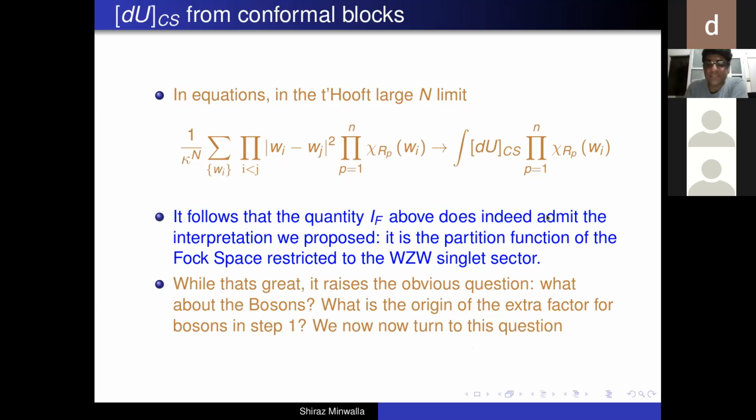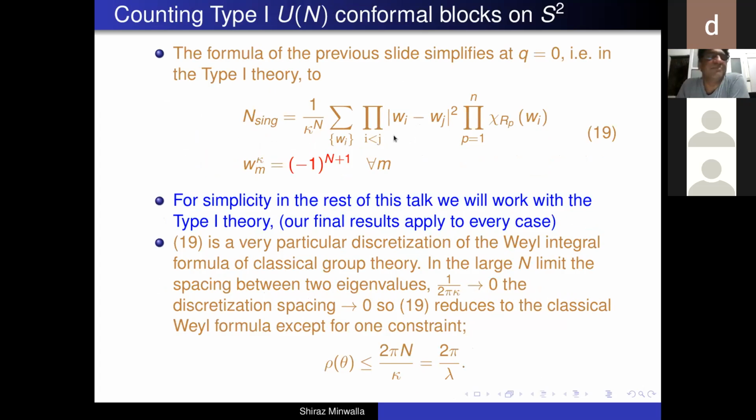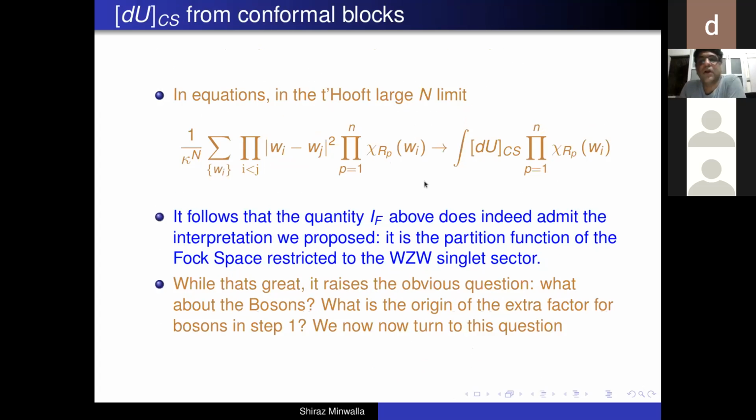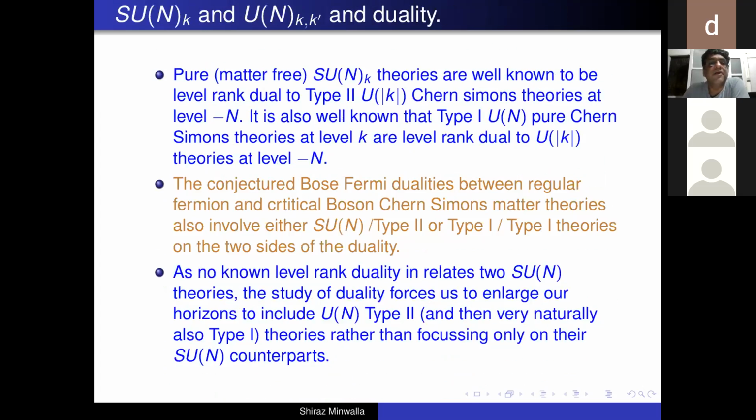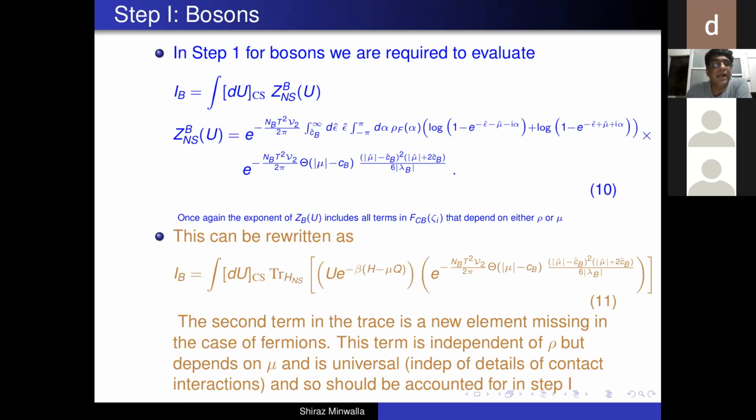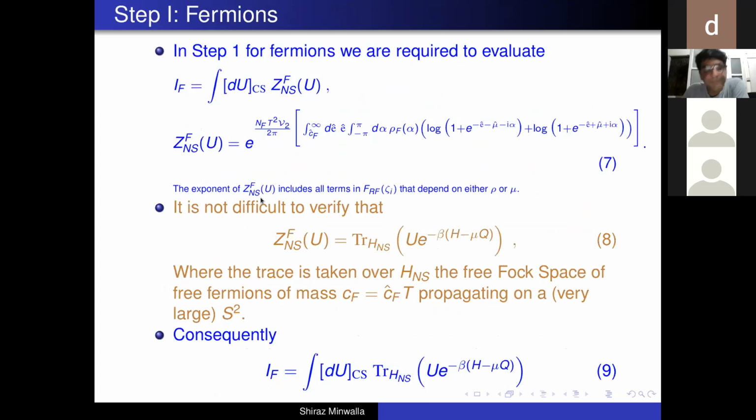Okay, so it follows that this completely precise finite n formula in the large n limit goes over to this quantity. And from this it's very easy to convince yourself that this IF that I told you about here has a very simple interpretation. It is simply the restriction of the free Fock space to the space, not this time of classical SUN singlets, but of Wess-Zumino-Witten singlets. The space of invariant projected number of conformal blocks.